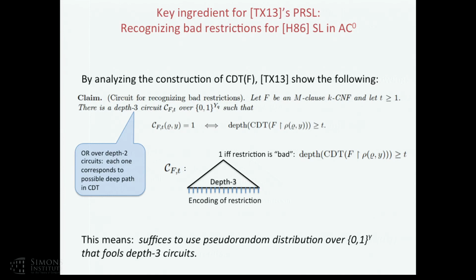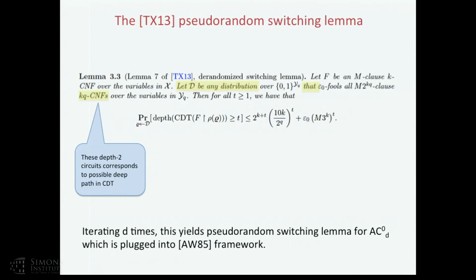And that's good because it tells us, hey, you don't need a truly random distribution over restrictions. It's enough to have a pseudo-random distribution that fools depth 3 circuits. Depth 3 circuits are all that you have to fool in order to make this go through. Okay? So Luca exploits that.